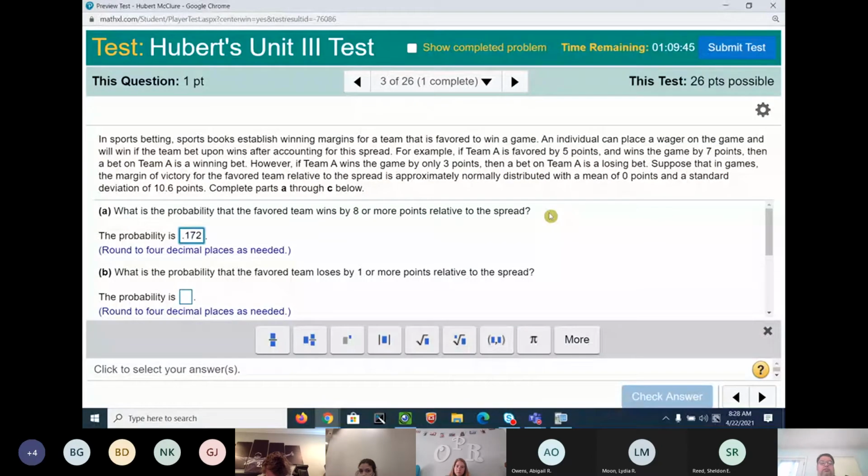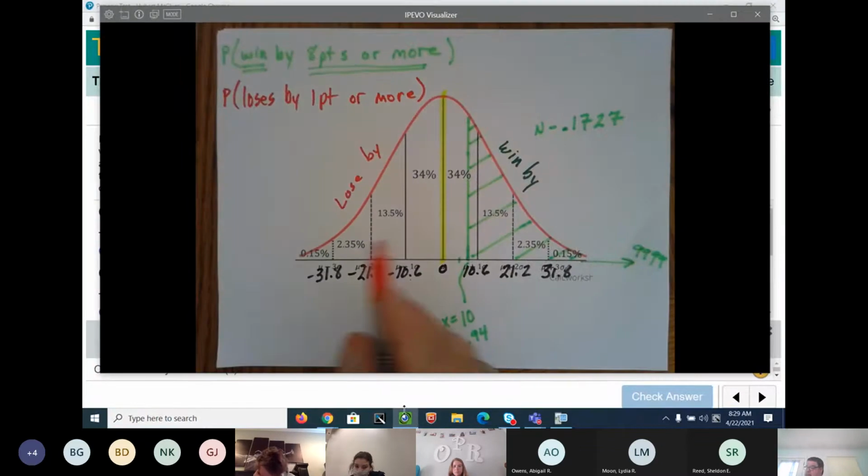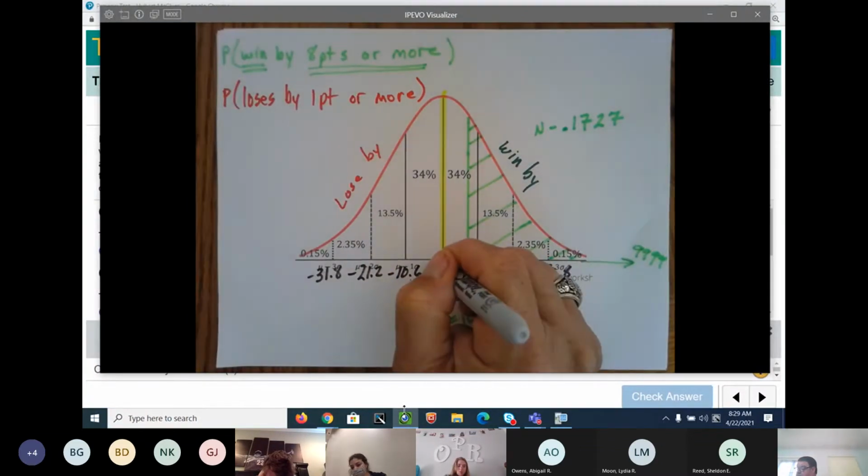All right, here we go. What is the probability that the favored team loses by 1 point or more? Loses by 1 point or more. Probability loses by 1 point or more. All right, somebody tell me what side of the yellow line we gonna be on. Left. Left side, and 1 is right here.